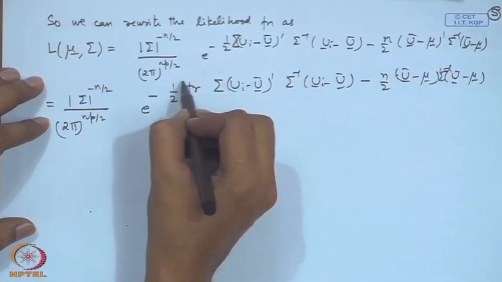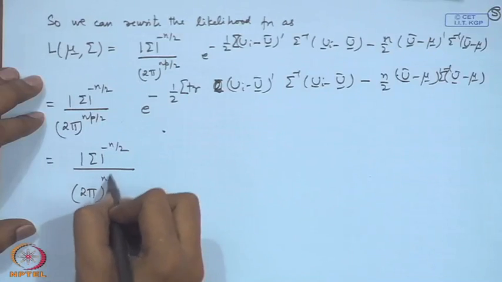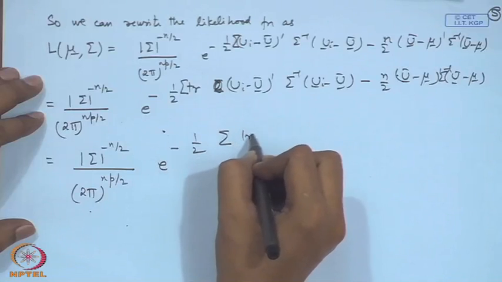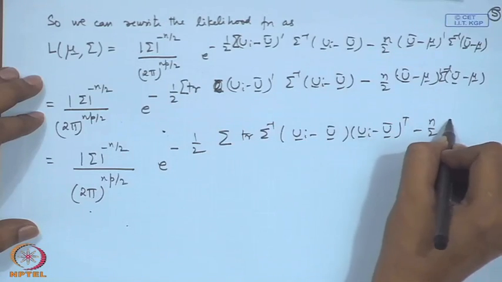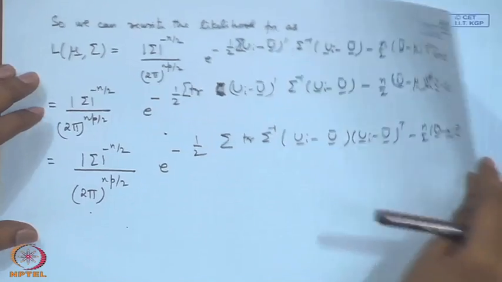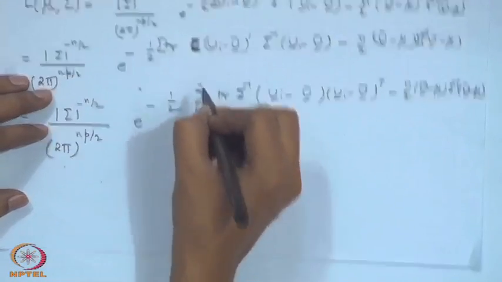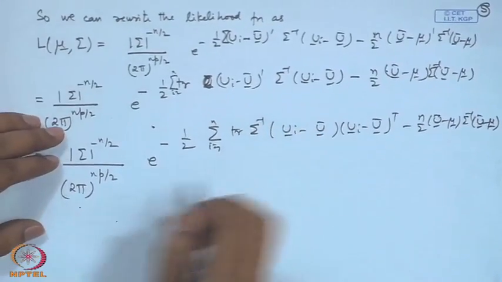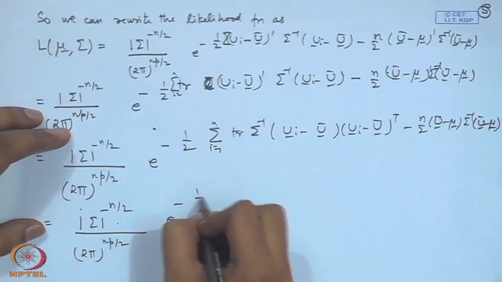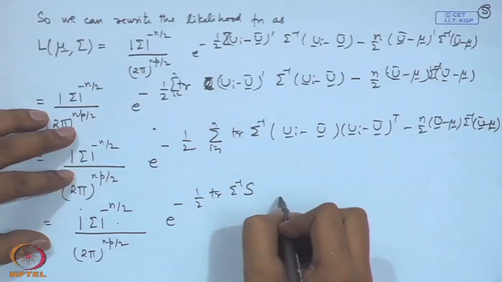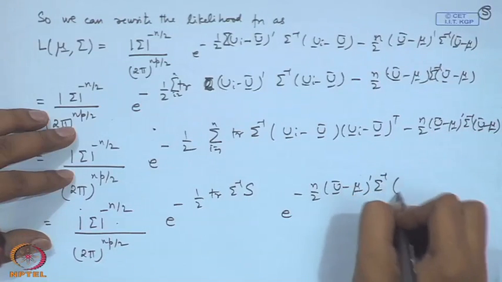Now, in the trace, I can take this summation outside. So, this will become determinant of Sigma to the power minus n by 2 divided by (2 pi) to the power np by 2, e to the power minus 1 by 2 trace of Sigma inverse sum of (U_i minus U bar)(U_i minus U bar) transpose, minus n by 2 (U bar minus mu) Sigma inverse (U bar minus mu). Now, I take this summation sign inside, and that becomes S here. So, this is determinant of Sigma to the power minus n by 2, (2 pi) to the power np by 2, e to the power minus half trace of Sigma inverse S, times e to the power minus n by 2 (U bar minus mu) prime Sigma inverse (U bar minus mu).